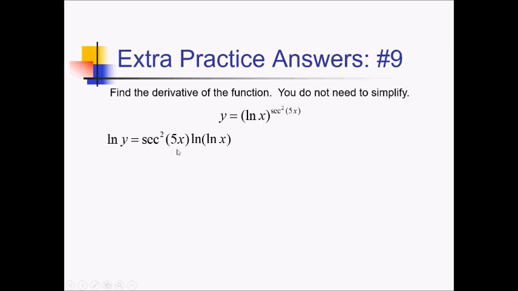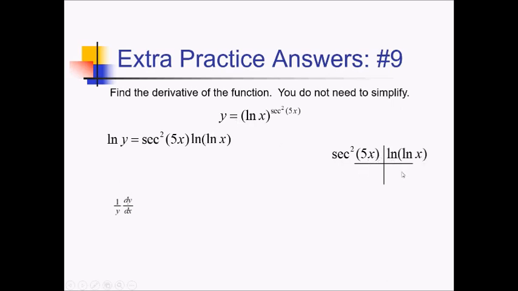So now we're going to implicitly differentiate both sides. On the left side, we've got 1 over y times dy over dx. We need that because y is an inner function of x, so we need the chain rule there. On the right side, we're going to use the product rule. So let me set up my box and ribbon. I've got my two factors. We have secant squared of 5x. We'll put that in the upper left here. And ln of x is the other factor.